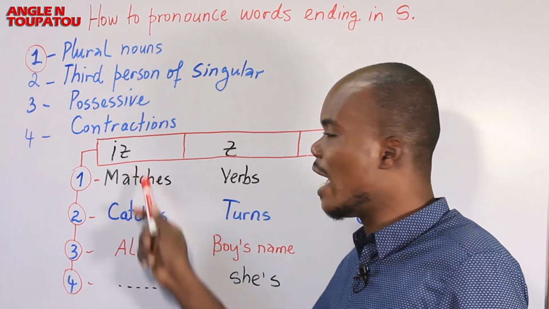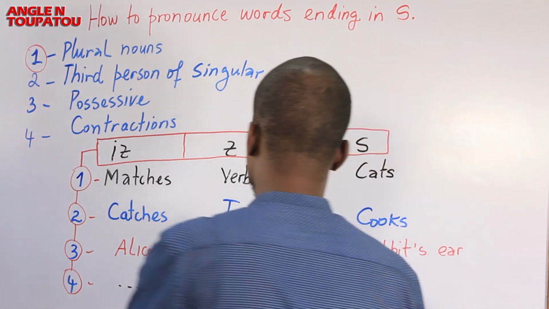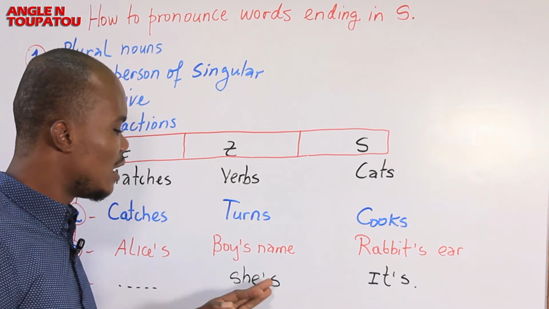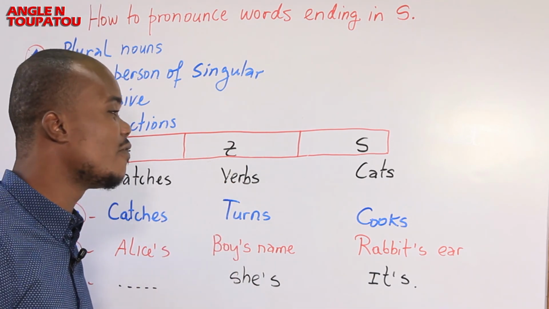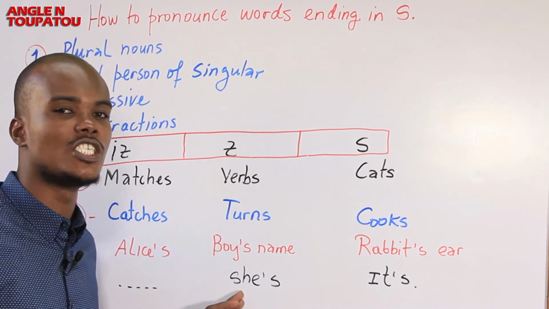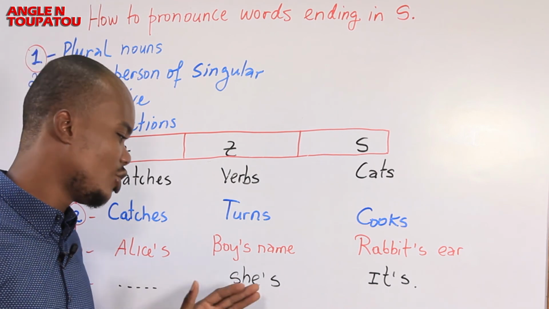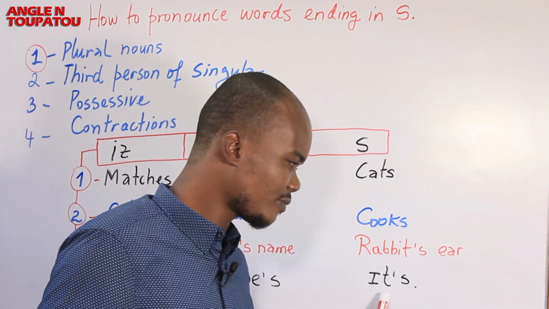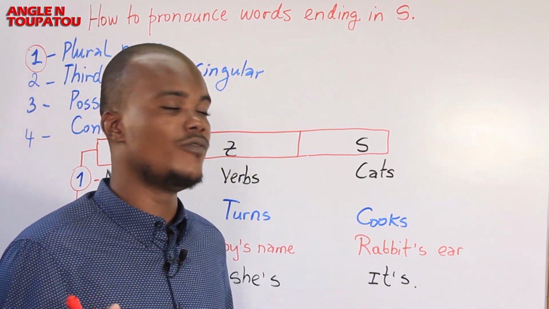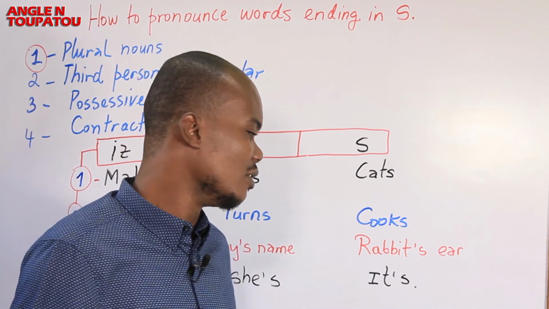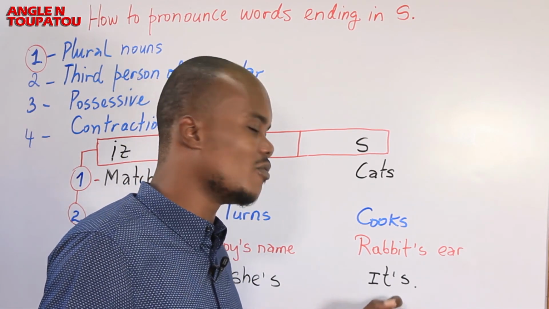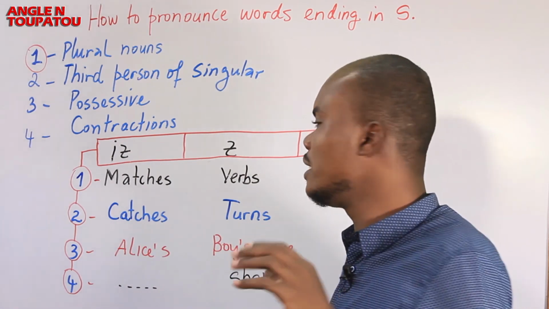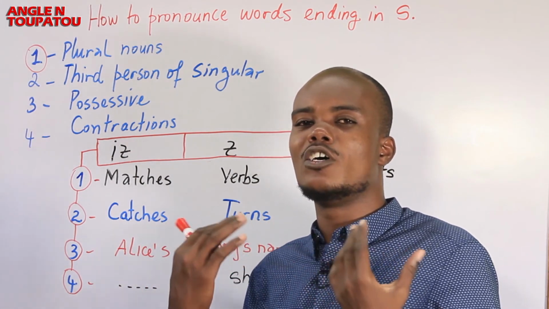Let's see. Here, I don't have an example, but here I have an example where the letter S can give a Z sound. If I say she's, you can see here that the letter S gives a Z sound. And secondly, the letter S can give a contracted form. If I say it's, I mean S is pronounced as S. Great job.